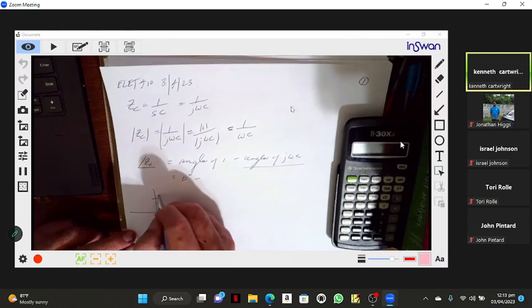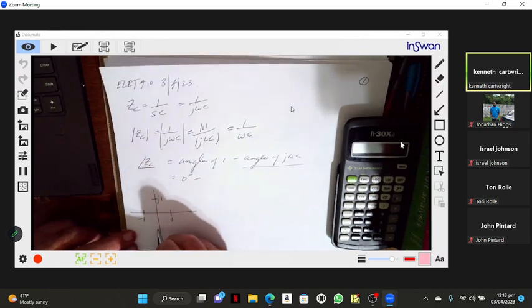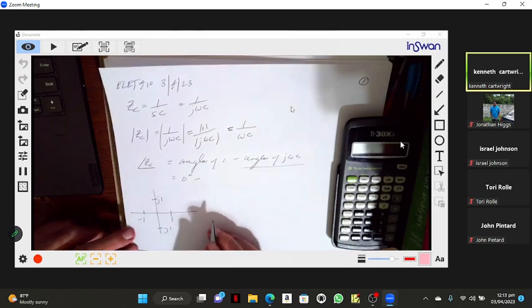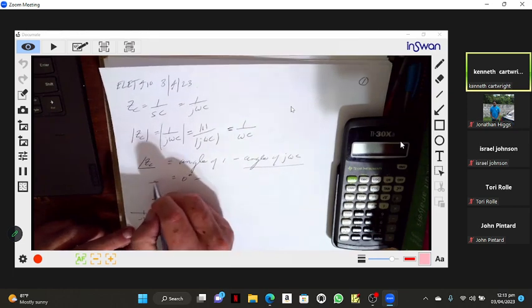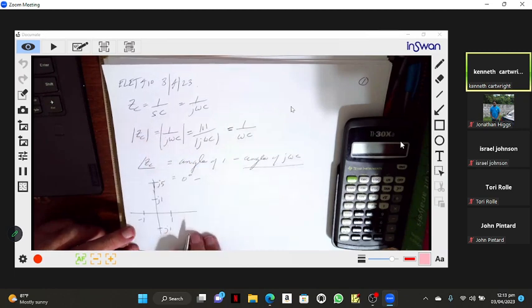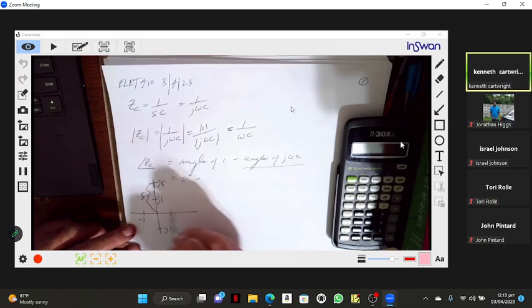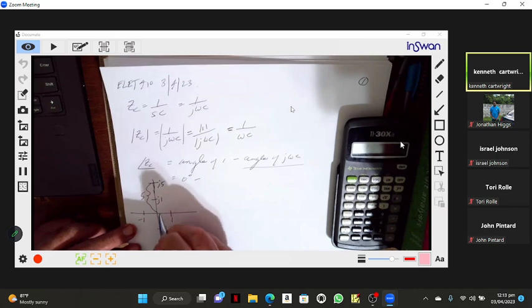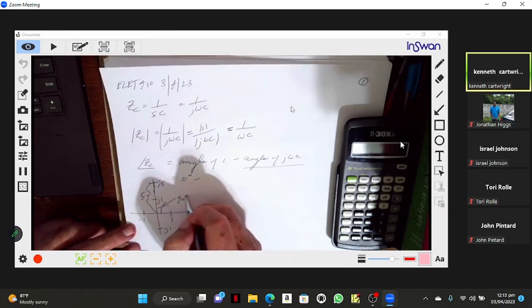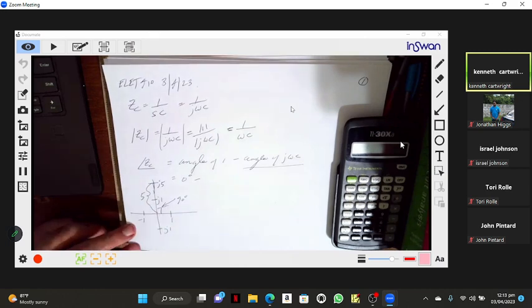There's 1. There's j1. There's -1. There's negative j1. Where's j5? This is j5. J5 is 5 long. What's the angle of j5? It's 90 degrees. Why don't you all know this? The phase of j5 is 90 degrees. The phase of j omega C is 90 degrees, because omega C is a positive number.